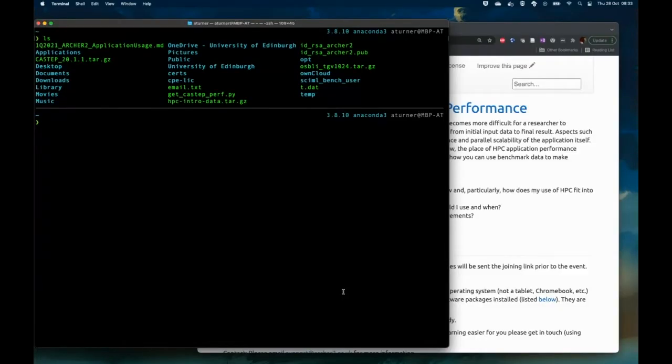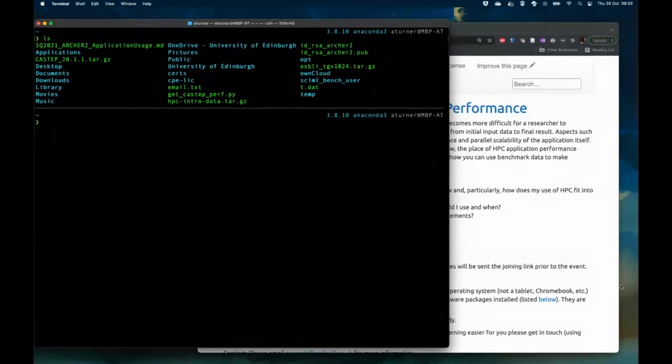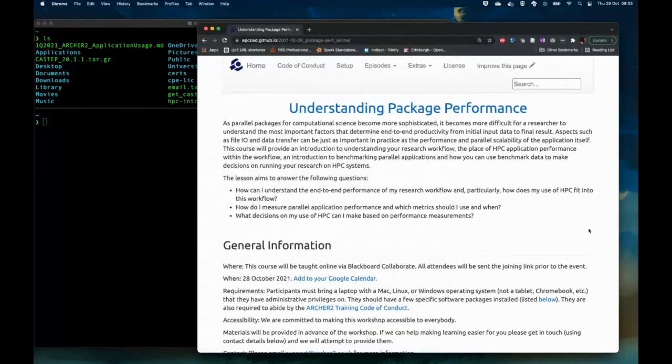So, my name is Andy Turner. I work for EPCC at the University of Edinburgh. We're the organisation that essentially runs the computational science and engineering support for the Archer 2 National Service. And that's where the funding and the support for this training session comes from.